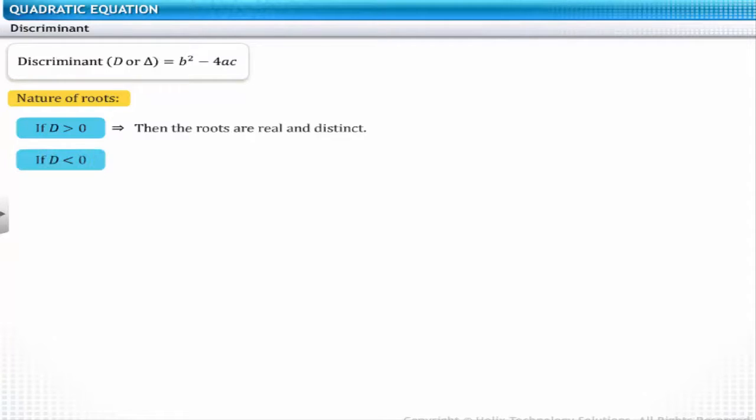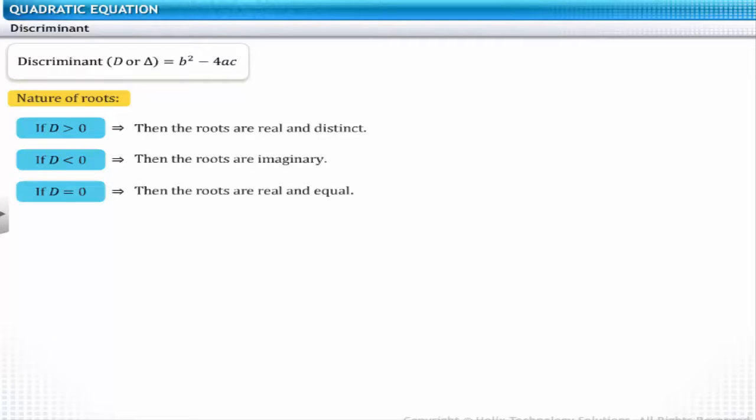If d is less than 0, then the roots are imaginary. If d is equal to 0, then the roots are real and equal. For example, let's consider the roots for the equation x squared plus 26x minus 120 is equal to 0.